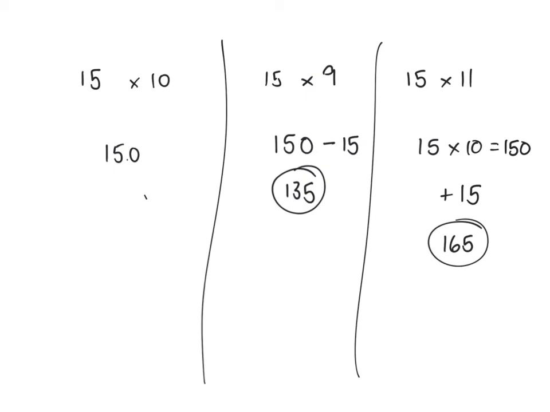These questions will be in the quiz that you're going to do as well. So just remember, if you're multiplying something by 9 or you're multiplying something by 11, you can multiply by 10 and then take it off or add it on. Really have a think about what you're doing there.